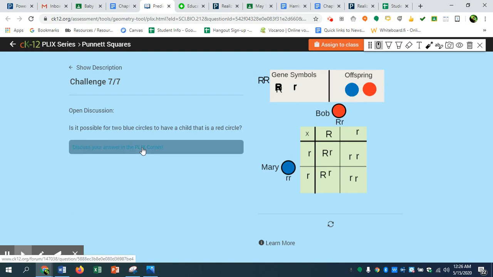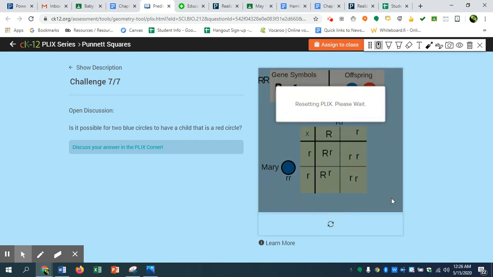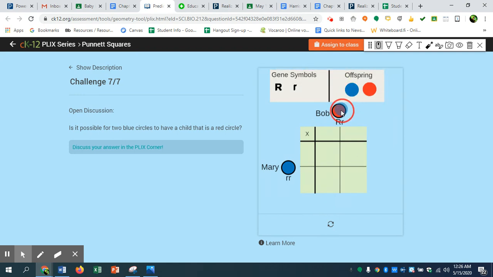Okay, last question. Is it possible for two blue circles to have children with the red circles? Let me reset this. So we're going to make Bob blue. And that means that Bob is lowercase r, and Mary, we already know she's blue. So the question says, is it possible for them to have a red offspring, a capital R offspring? I probably don't even have to do this, and you know the answer already. This is what the Punnett square would look like.